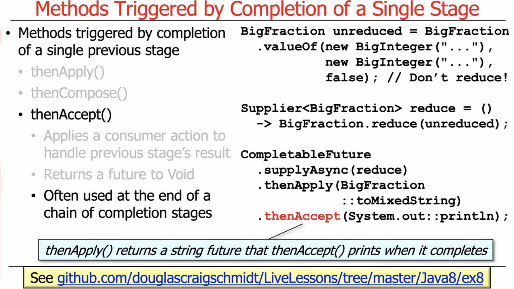You can read more about Java's void type at the link at the bottom of the slide. We typically use thenAccept at the end of a chain of completion stages where we want a side effect to do something. This example just fleshes out what we showed before. We apply supplyAsync to reduce the big fraction. We then call thenApply to convert the big fraction to a mixed string. When that's done, we've got a completable future of a string. When we're finished with that, we call thenAccept, which has the side effect of printing that result to the standard output. So we're using the System.out::println method reference to print the mixed string when we're done.